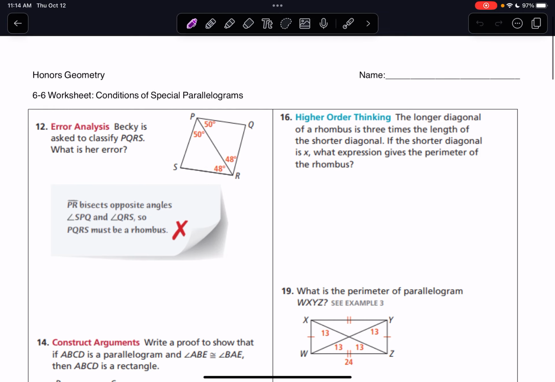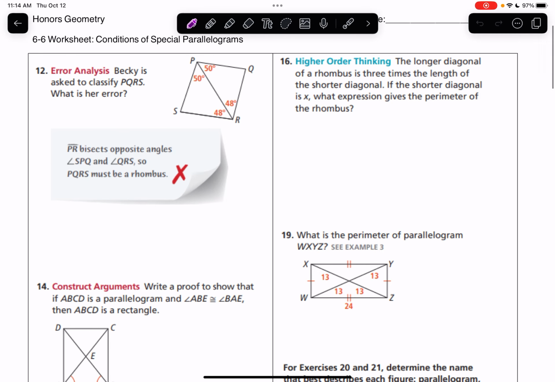What is her error? So she says PR bisects opposite angles, SPQ and QRS. So PQRS must be a rhombus. However, it bisects the angles in such a way that this angle and this angle are different, and angle QPR and QRP are different. And so that is something that we can't use. If it bisects and makes the same angle here and here, then we could say it's a rhombus.